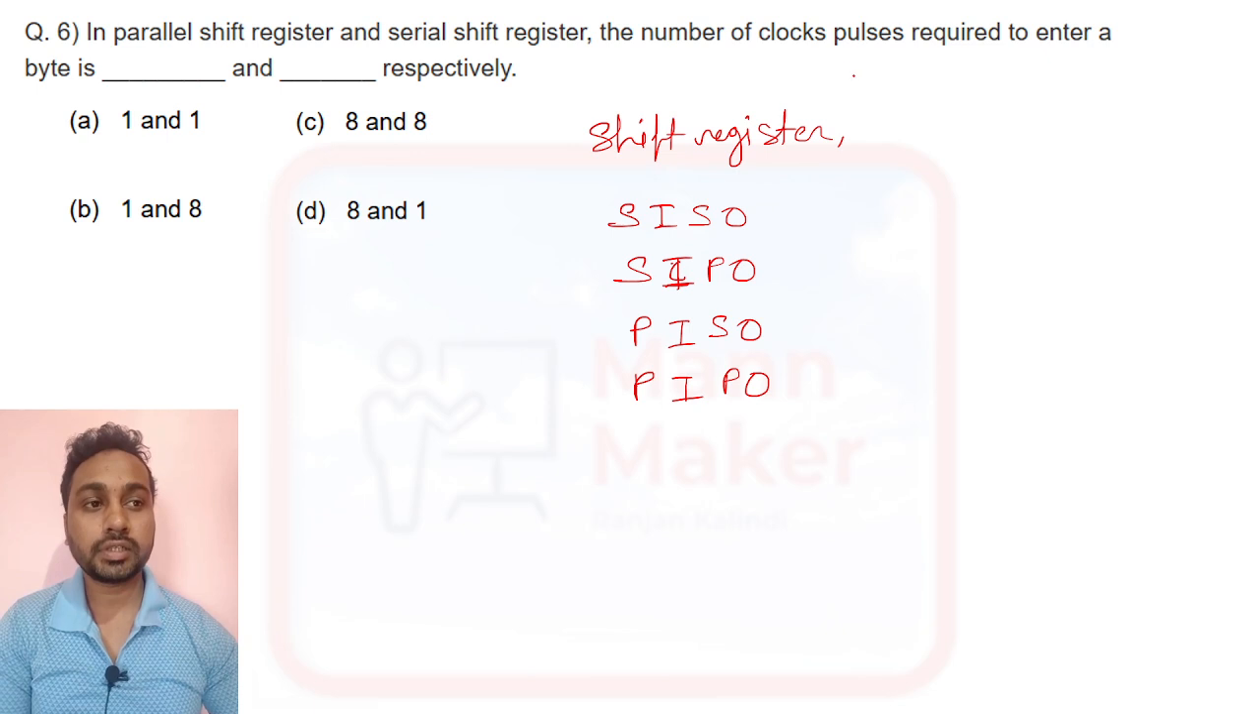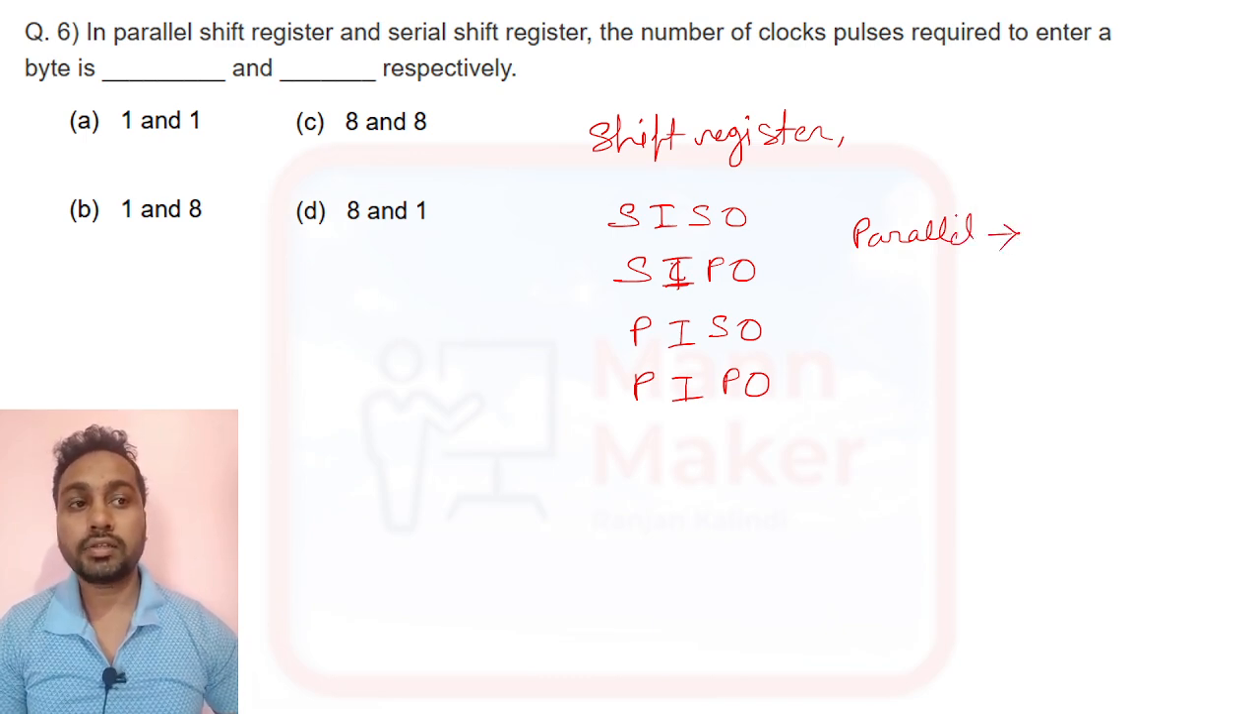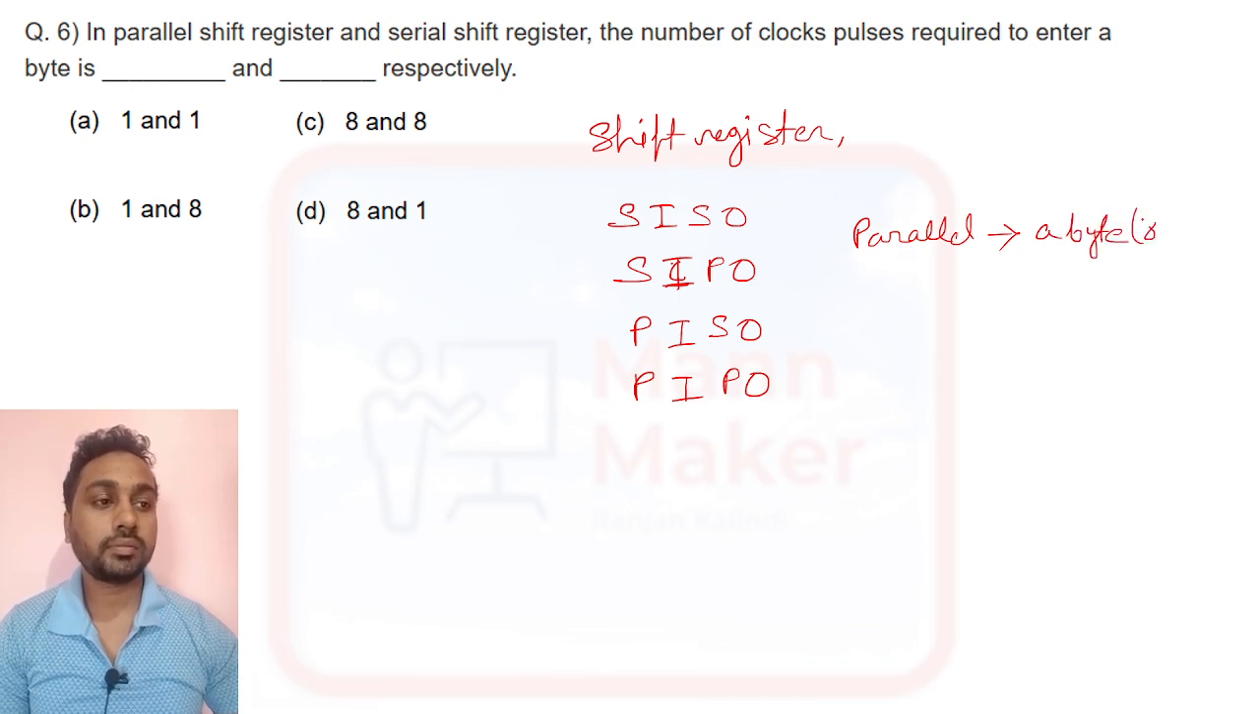In a parallel shift register, the number of clock pulses required in parallel: we need 8 bits, since here they have asked about a byte. A byte is what? One byte is equal to 8 bits. So for 8 bits we need only one clock pulse in a parallel circuit. We need only one clock pulse for 8 bit data.